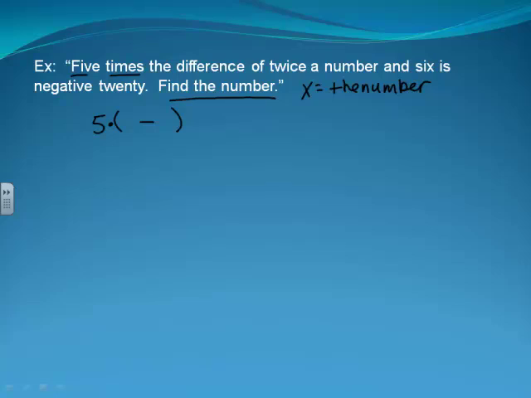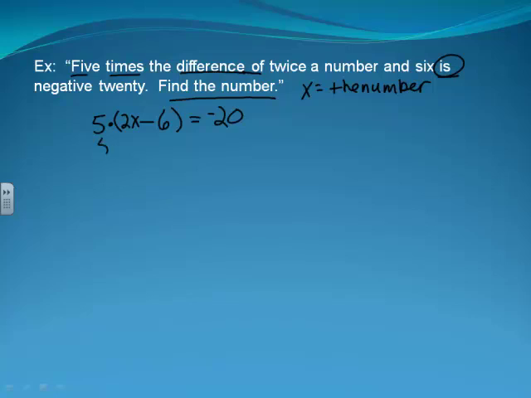Now, difference means subtraction, and so you're multiplying that 5 to the answer that you get after you subtract. You're going to have to use parentheses here. What are we subtracting? We're finding the difference of twice a number. Twice means multiplication. Twice a number is 2 times that number, 2x, and 6. You're finding the difference of 2x and 6. That translates to 2x minus 6 because difference means subtraction. Then is a key word for equals, negative 20. There's your equation.